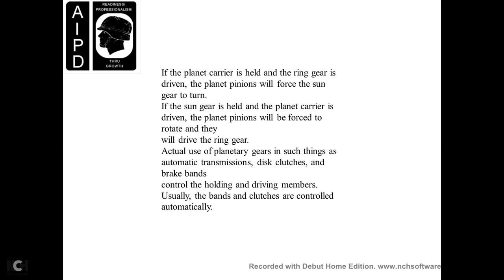If the planet carrier is held and the ring gear is driven, the planet pinions will force the sun gear to turn. With the sun gear held and the planet carrier driven, the planet pinions will be forced to rotate and will drive the ring gear.